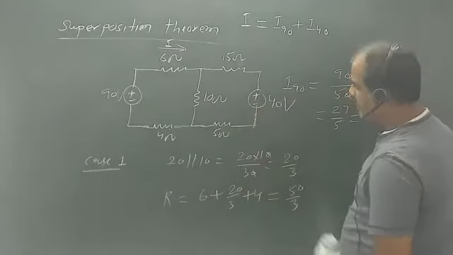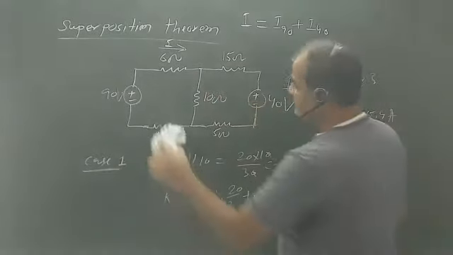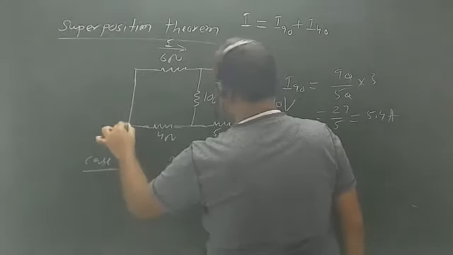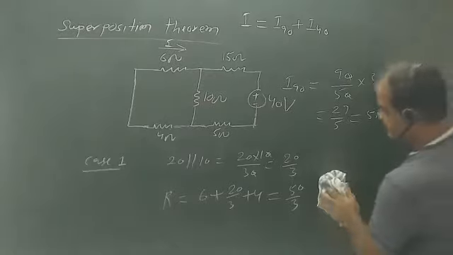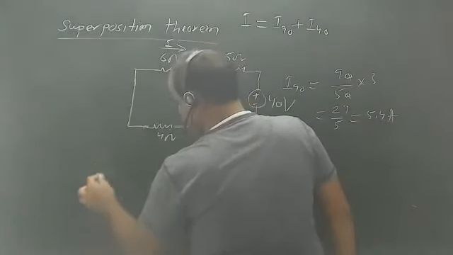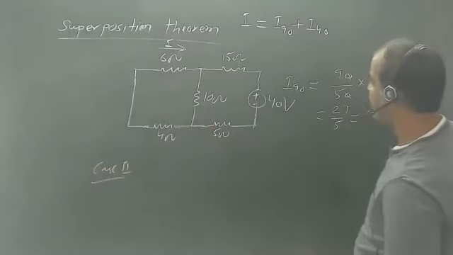Okay, now we have to calculate the current due to this 40 volt source here. So this will be short circuited. 8 by 5. Okay, now what will the calculator give? 1.6 ampere. Case 2, very good. Very fast. Who is this? Case 2. Okay, so case 2.